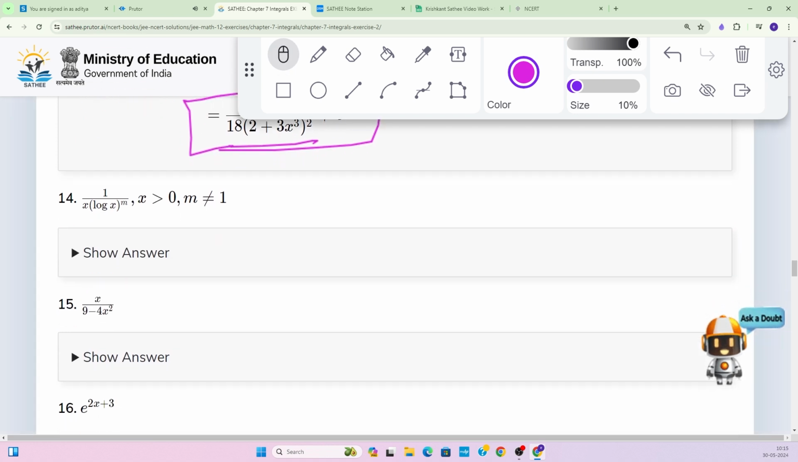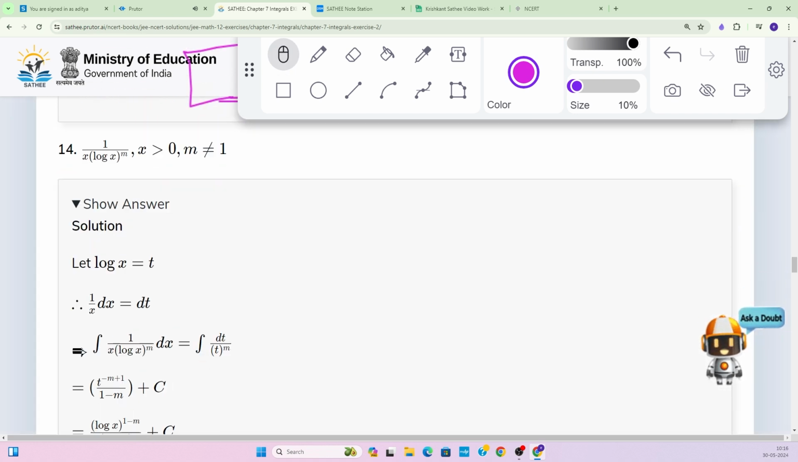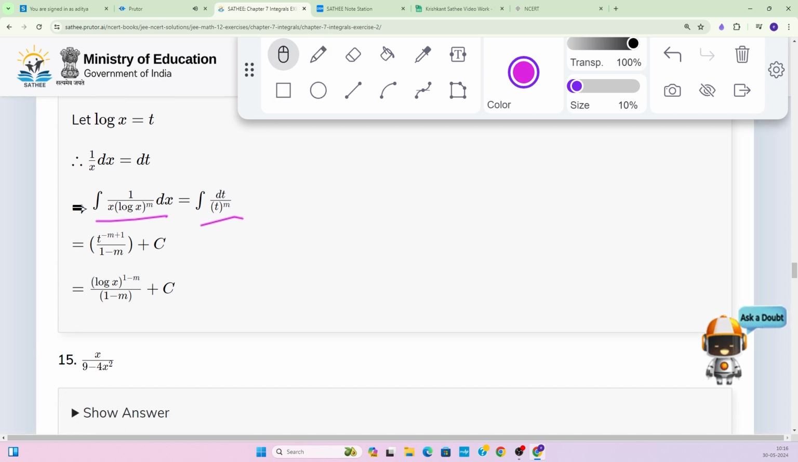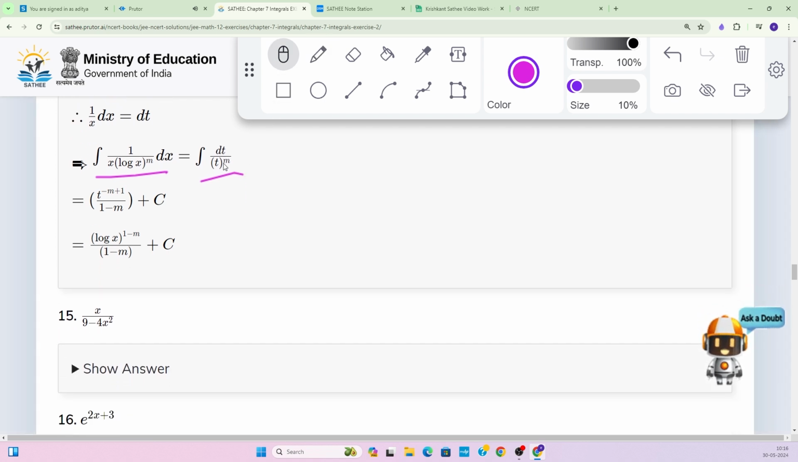Okay, let us see problem number 14 quickly. Now taking log x as your t, you can directly replace dt equals dx by x. So your simplified integration will be the integral of dt by t power m. Now 1 by t power m can be replaced by t power minus m, and the direct integration for t power minus m will be t power minus m plus 1, and in the denominator 1 minus m, plus some constant.